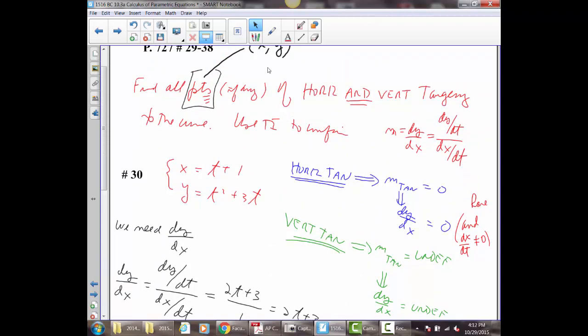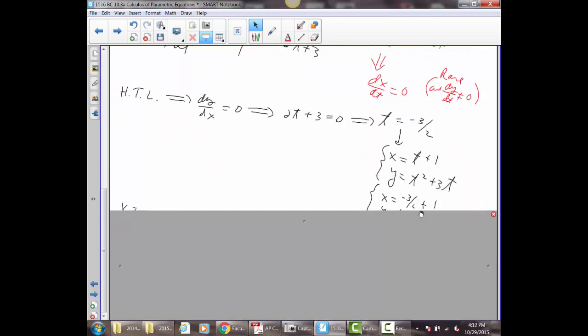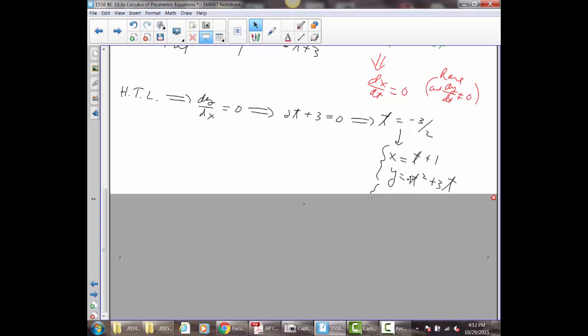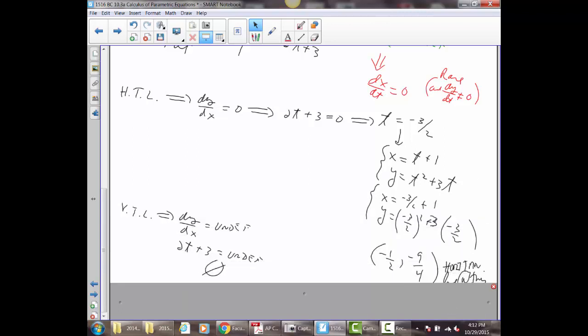But they are looking for points, and those points have to be in x, y form. So now you take your t equals negative 3 halves and plug it into your original set of parametric equations. That gives you negative a half comma negative a quarter. When does it have a vertical tangent line? When the slope is undefined, which is when 2t plus 3 is undefined, and of course there is no number that's going to make 2t plus 3 undefined.